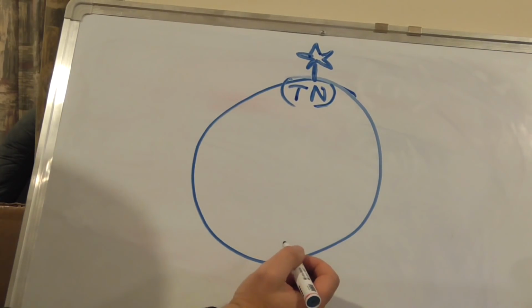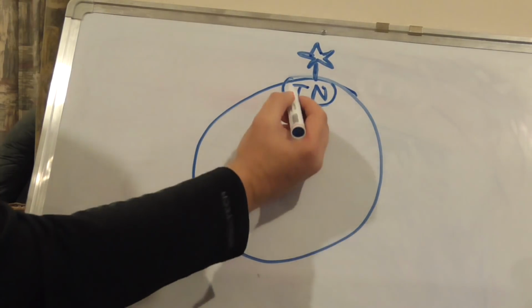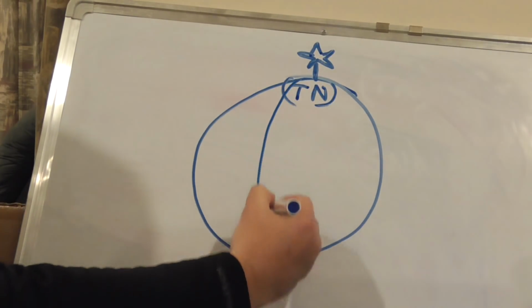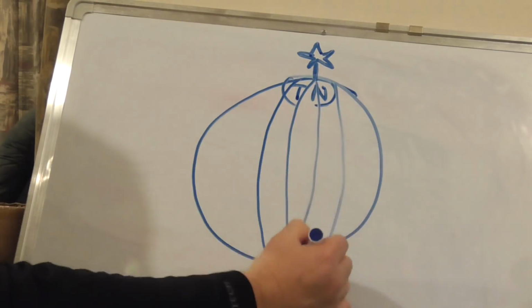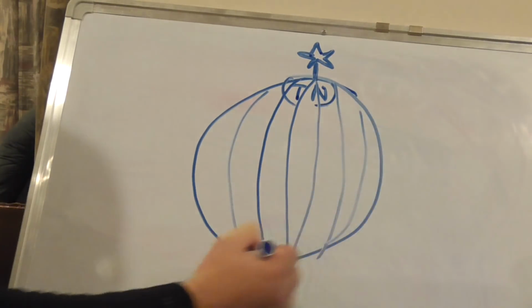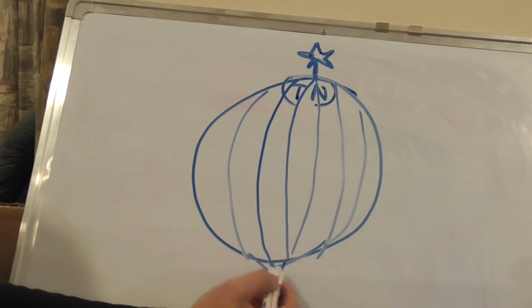And here's our lines, right? Those are meridian lines that come down like that. Alright, and they all meet up at the South Pole, down the bottom here.